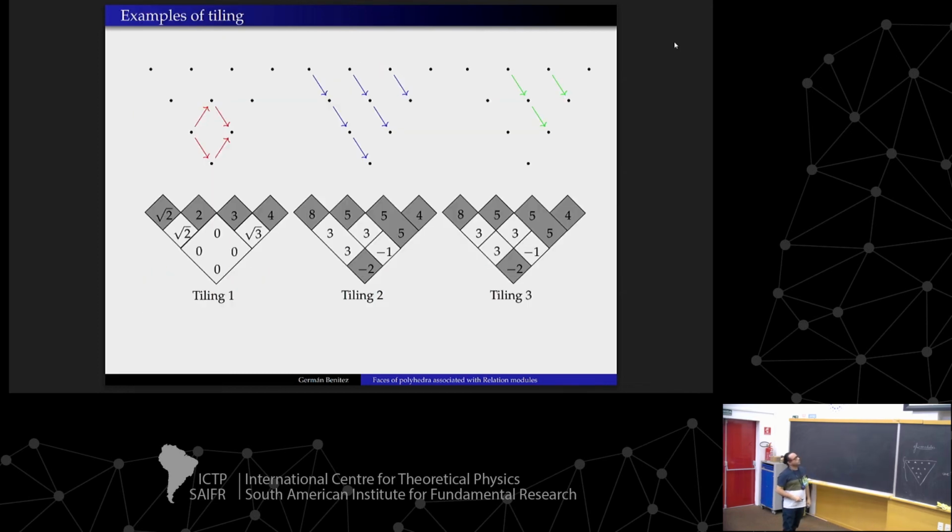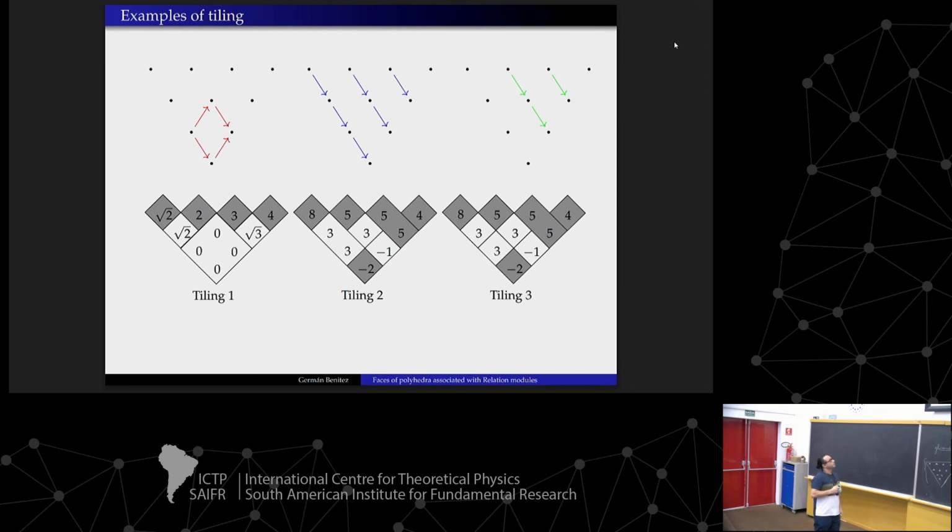For example, we have three sets of relations with respective C patterns and with respective tilings. For example, we have two entries equal, but there is not a walk connecting these vertices.